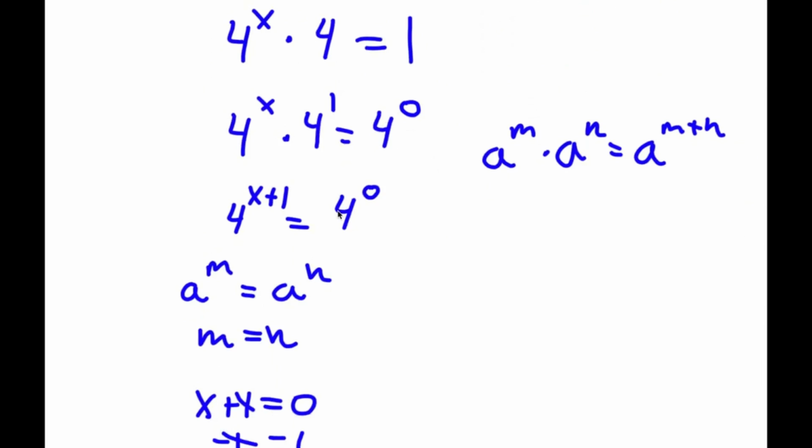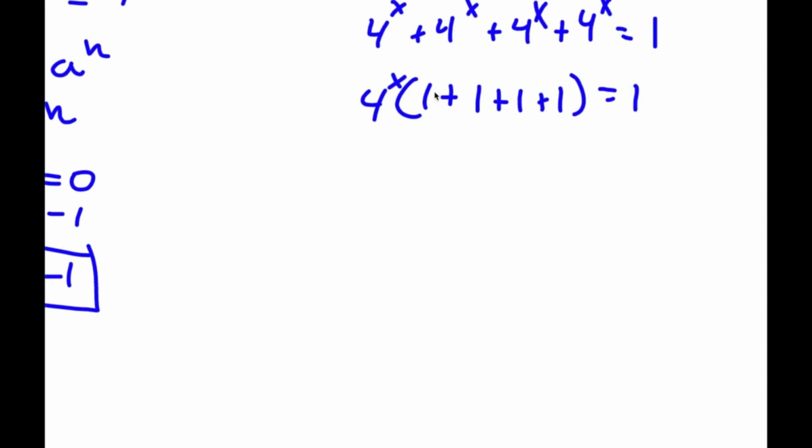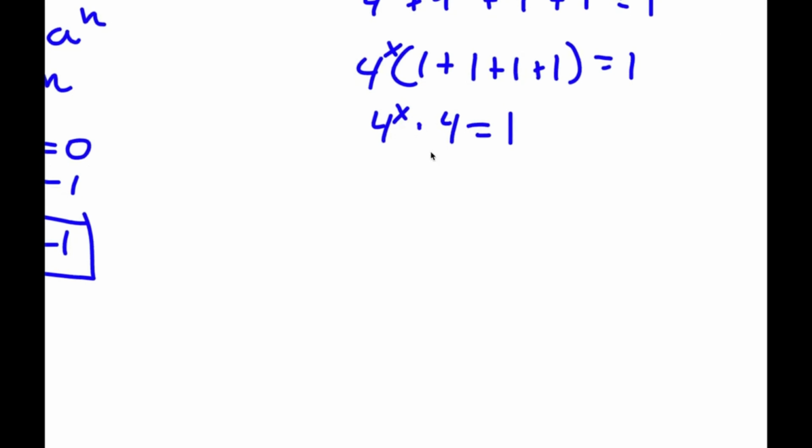Now another method to doing this is, well, we first start with 4 to the power of x plus 4 to the power of x plus 4 to the power of x plus 4 to the power of x is equal to 1. So I factor out 4 to the power of x, so I have 4 to the power of x times (1 plus 1 plus 1 plus 1) is equal to 1. Now if I simplify what's in the parentheses, I get 4 to the power of x times 4 is equal to 1. And now instead of multiplying these two, I'm going to divide both sides by 4. So then these two will cancel out.